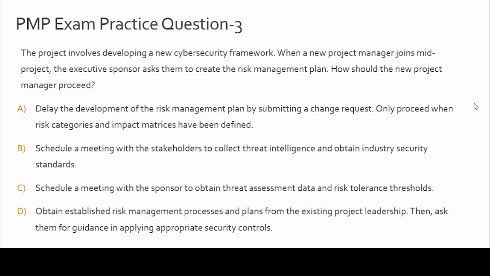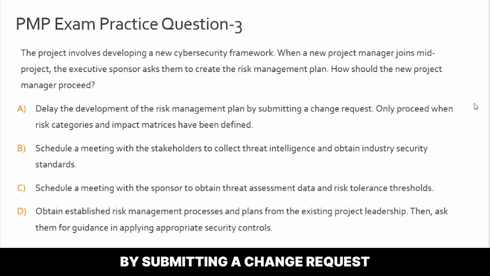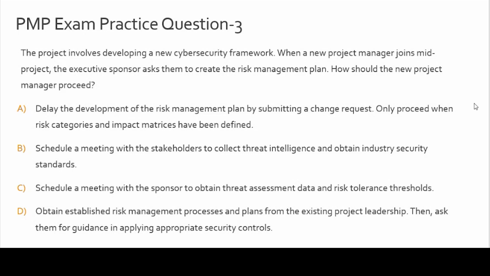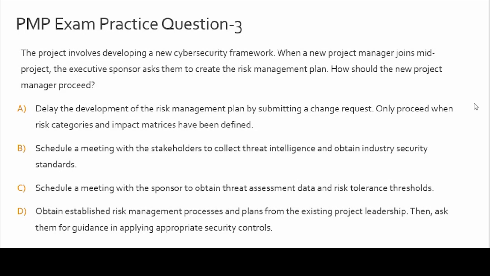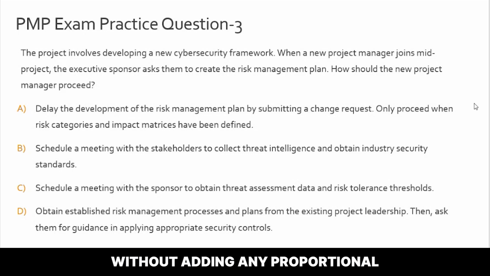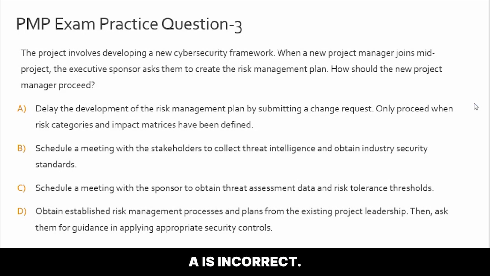So let's look at option A, delaying the plan development by submitting a change request until risk categories and impact matrices are defined. Okay, now if you look at this option, you need to understand that while risk categorization is important, this approach unnecessarily delays progress and suggests starting from scratch when valuable frameworks are likely to exist already within the project, right? Because the project is already midway, right? So in this situation, this is an overtly cautious approach that could impact project timelines, okay, without adding any proportional value. Okay, so that is the reason option A is incorrect.